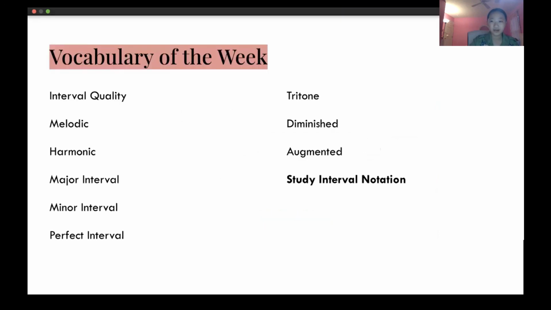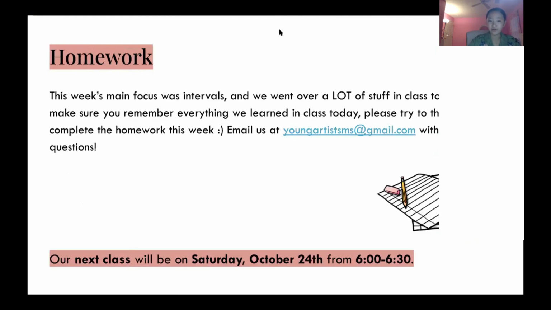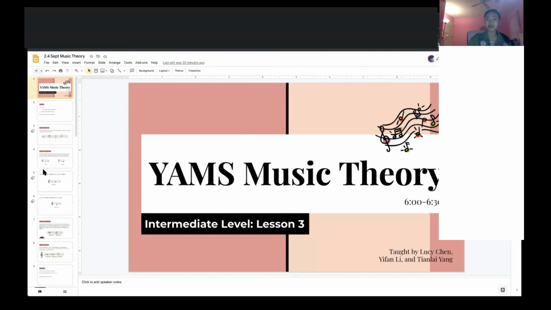Okay, so this is the vocabulary of the week. I think we can start some of the homework together if that helps with further review, but I'm gonna go over this first. We have a lot of vocab this week, but that's just because we went over a lot of different types of interval qualities. So just make sure you know what interval quality means, and then we went over melodic and harmonic. And then these are all the different types of qualities. Remember that tritone can also mean diminished and augmented. And then just make sure to remember the interval notation. In music theory, it all depends on how you write the notes, so just pay attention to that.